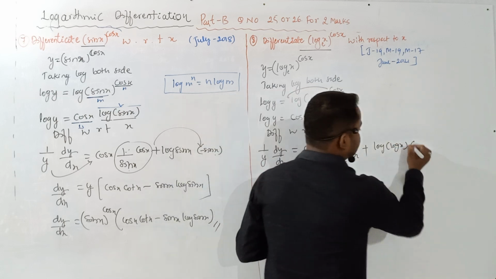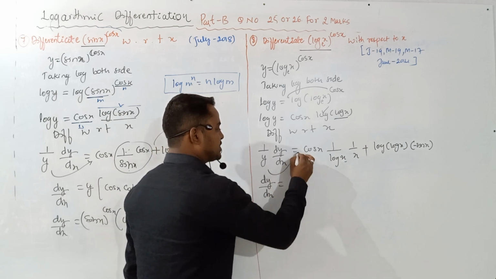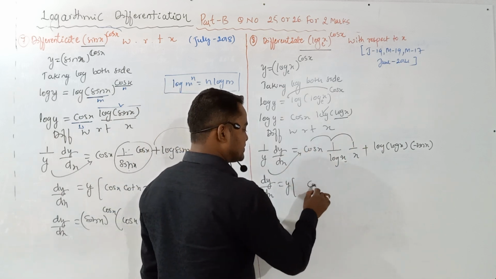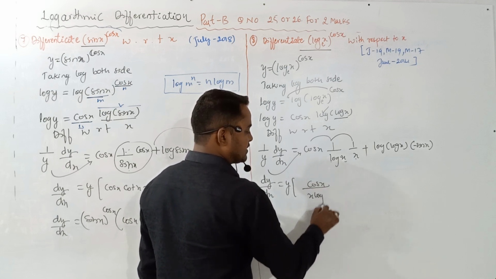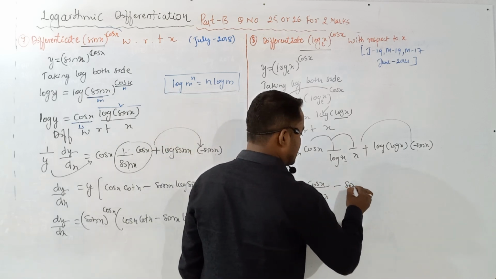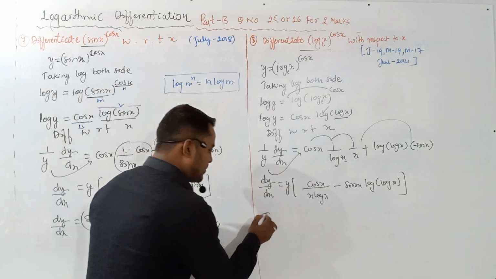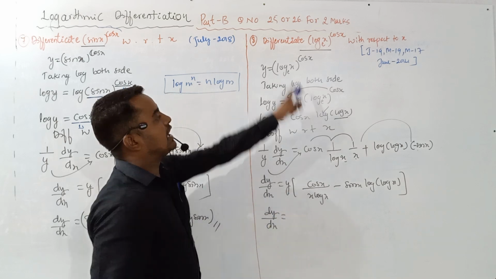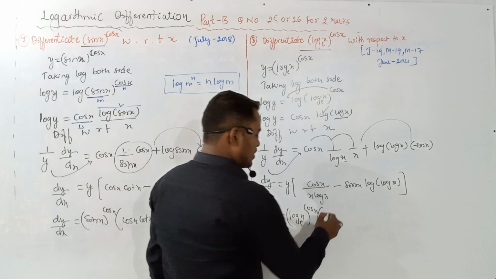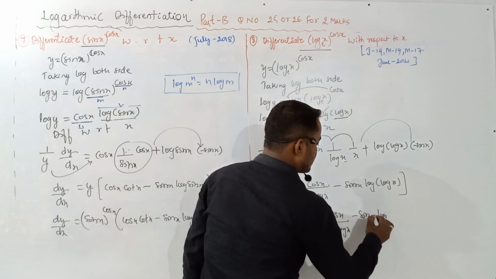Then derivative of cos is minus sin x. Now dy by dx is equal to, this y comes here, y into the bracket, cos x into 1, cos x divided by x into log x, x log x, plus into minus, minus sin x into log of log x. Then replace the value of y. Dy by dx is equal to log x raised to cos x into the bracket cos x divided by x log x minus sin x log of log x.